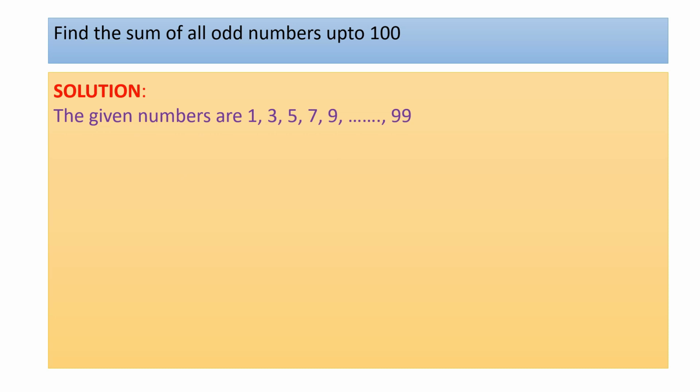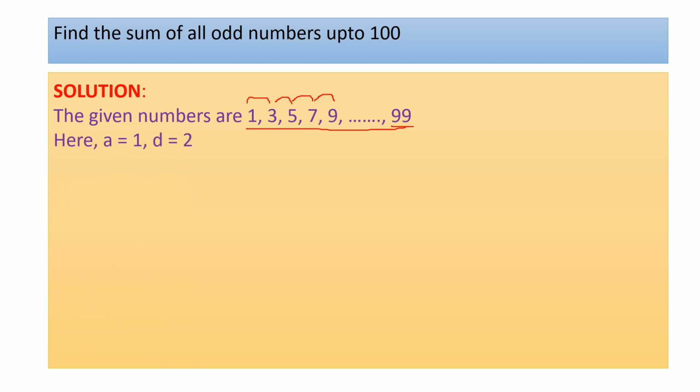So the given numbers we know as 1, 3, 5, 7, 9 and up to 99. These are all the odd numbers which are below 100. We have to find the sum of these numbers, and we know this is a sequence of AP because each term differs from the preceding term by a common difference. Here the common difference is 2, because 3 minus 1 is 2, 5 minus 3 is 2, 7 minus 5 is 2, 9 minus 7 is 2. Similarly, it will go on.